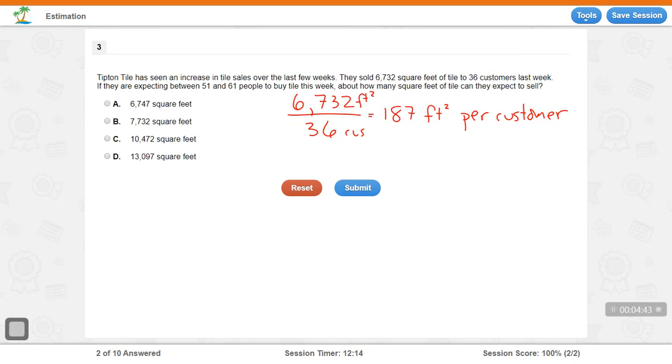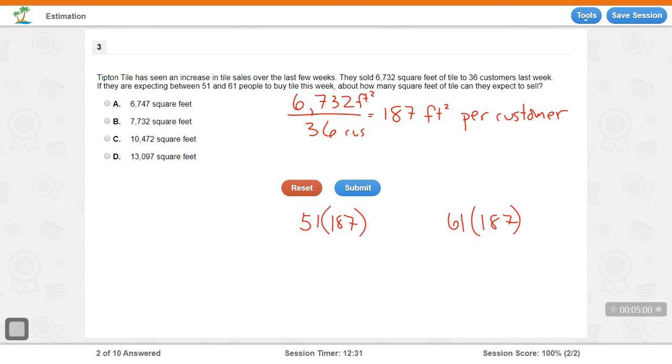All right, now if it's 187 feet squared per customer, and we're going to see between 51 and 61, well, that means I can take 51 times that 187 and 61 times that 187 to see what my range is going to be in this case.